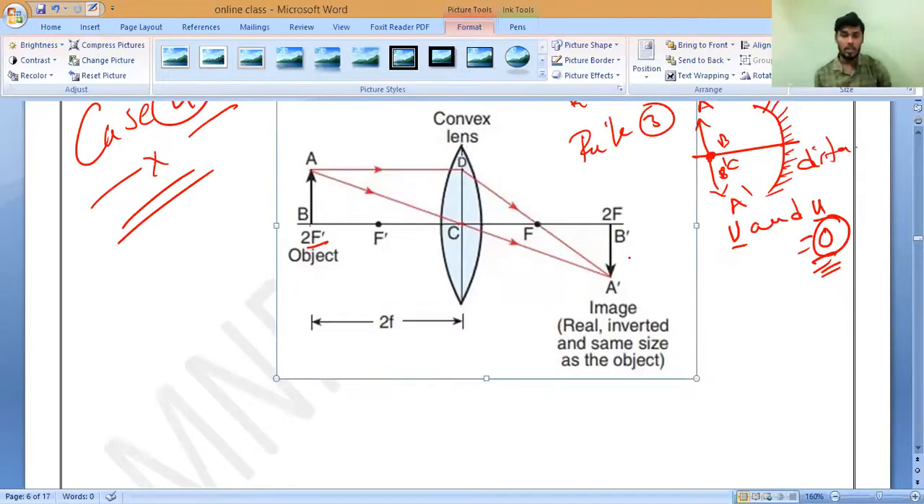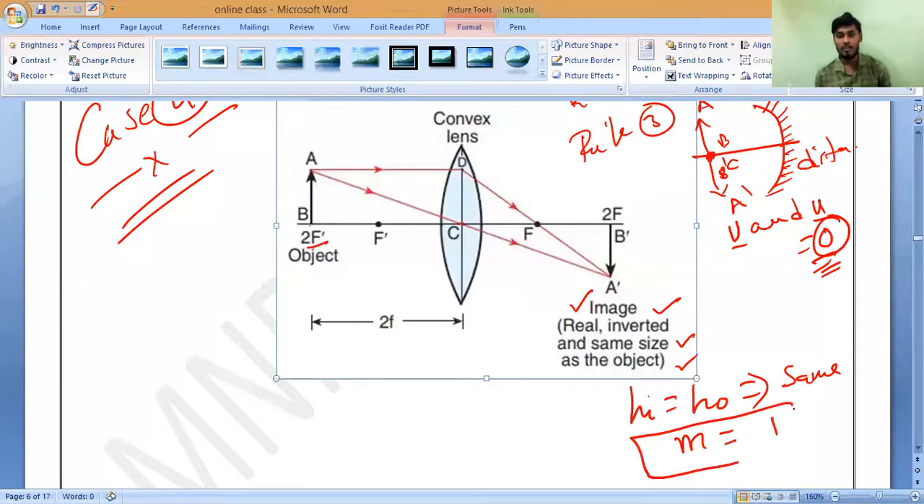Right? So now what is the characteristic of the image? You check it here, it is there below. Real, inverted, and the same size as the object. So in this case alone, height of the object is equal to height of the image. Same. So in this case, magnification alone will come 1.